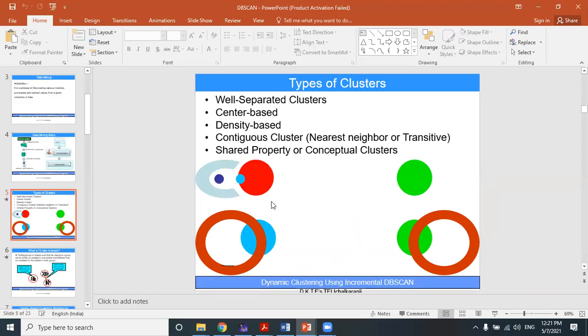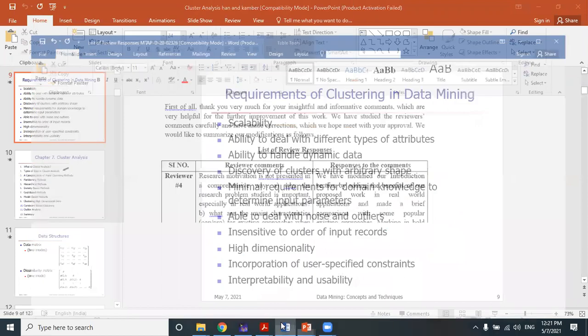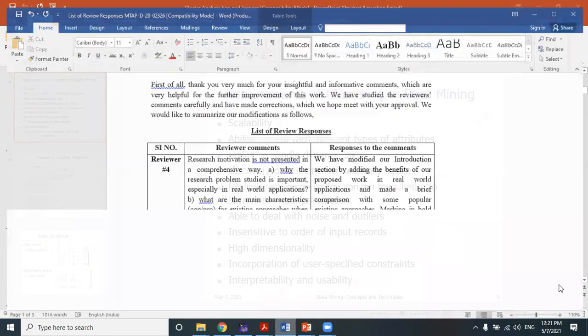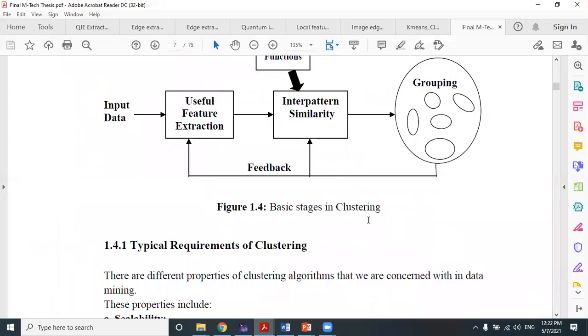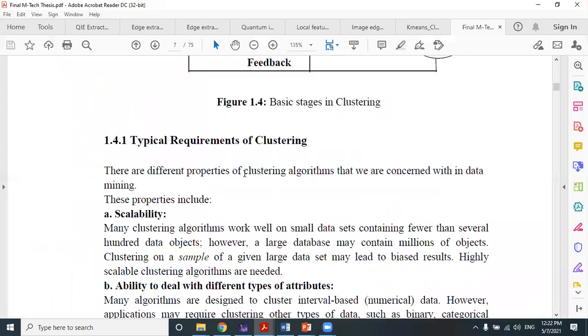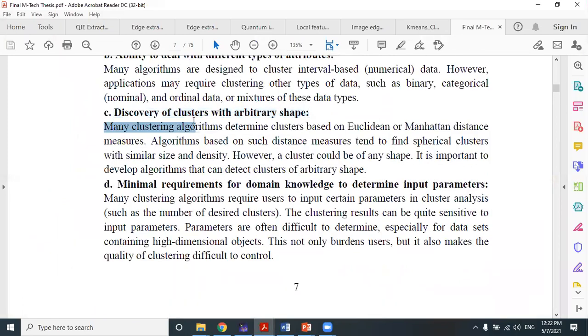Look, these are the various kinds of clusters also available. Cluster shape can be these small circle shapes. Cluster can be these ring shapes. So a cluster can be any shape. And this is actually a requirement, discovery of clusters with arbitrary shape.